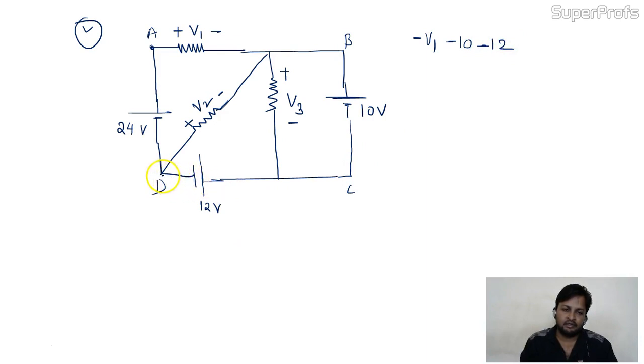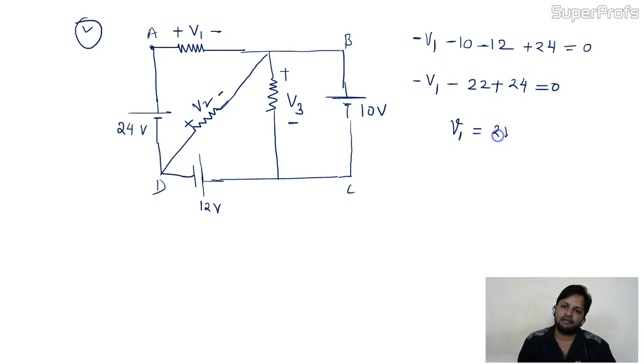I have to go to the A only. Here I'm getting 24. Is there any other voltage given in the circuit apart from this? No. Only V1 is unknown. And the value of V1 is now 22 plus 24 equal to 0. So V1 is nothing but 2 volt. Is it okay? V1 is nothing but 2 volt.